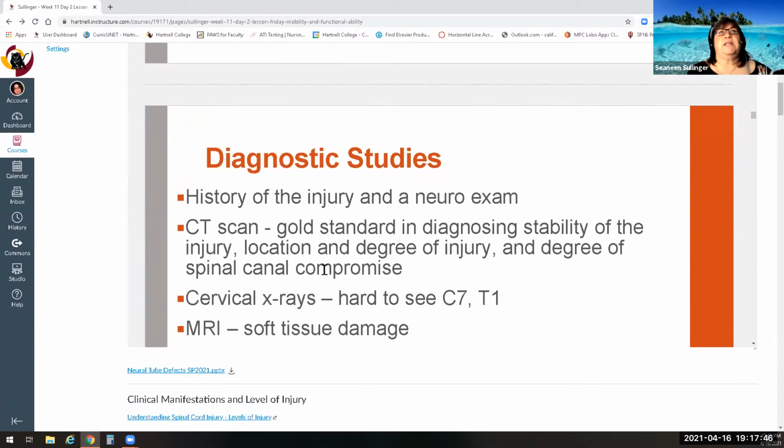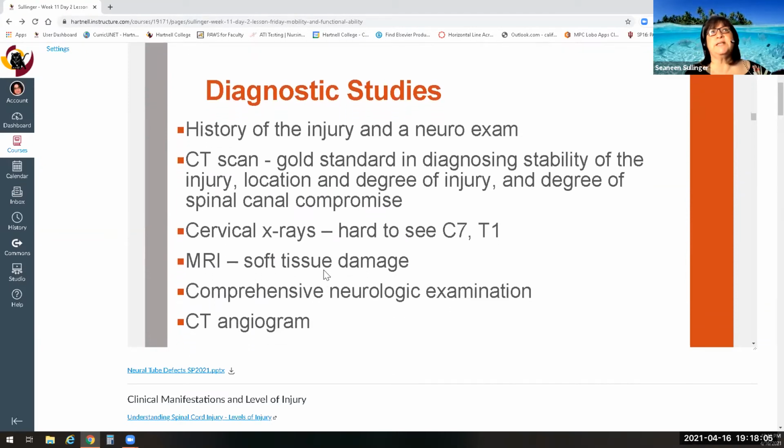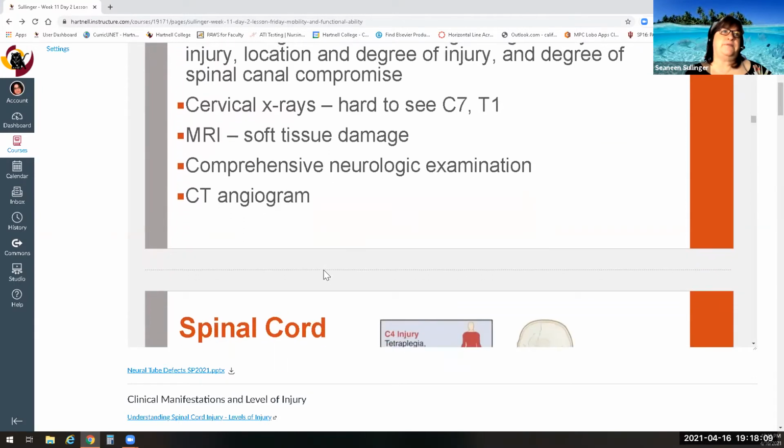So this is where taking a complete history is very important. And also that neuro exam. Remember we did neuro exam in first semester, right? And that's why all those things, the cranial nerve tests, are so important, so that you know how to do a complete neuro exam. They're going to do CT scans. They could do x-rays, MRIs, and maybe angiograms if they need to.